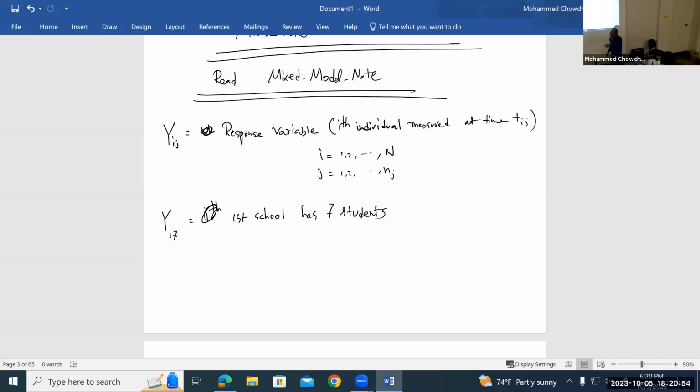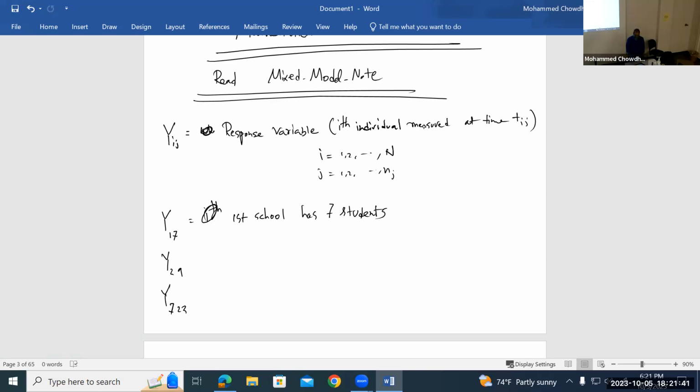Y_ij. So j equal to 1, j equal to, I put here 7, right? So j takes values 1, 2, 3. The number n_j is the number of students, and it is varying, right? When I put a specific number 7, that means that school has 7 students. If I put Y_2,9, the second school has 9 students. If I put Y_7,23, the seventh school has 23 students.